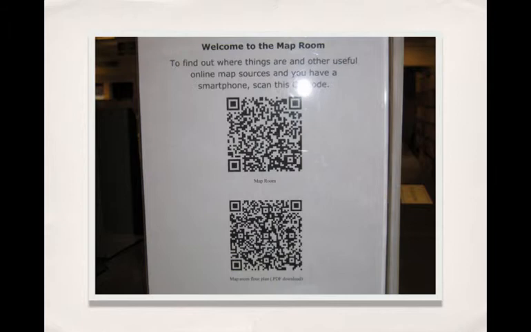This is at Syracuse University, and this is their map room. That is often a place where a lot of users have trouble navigating. I know even when I get a reference question about maps, I'm like a deer in headlights. So they have QR codes where if you scan them, you can see a map of the map room and also a guide to using the map room.